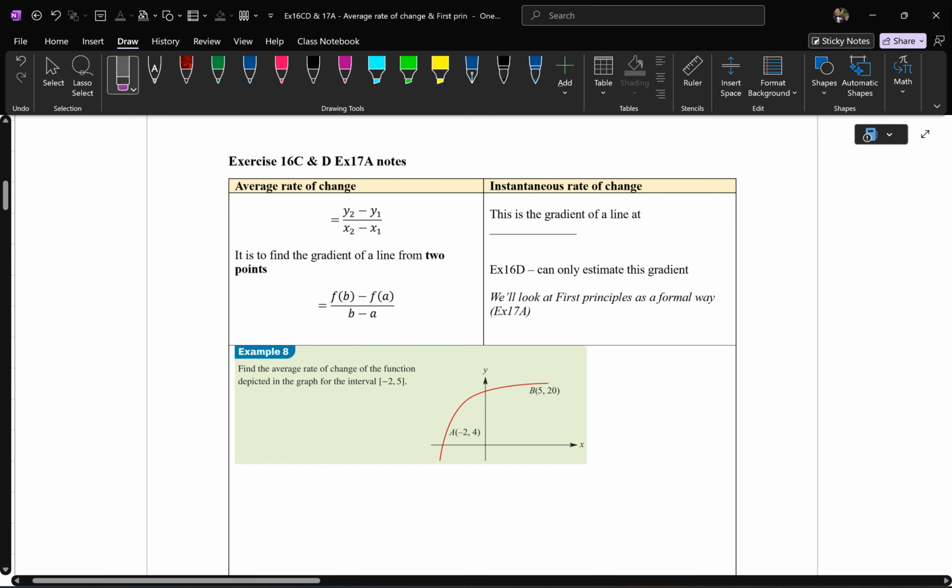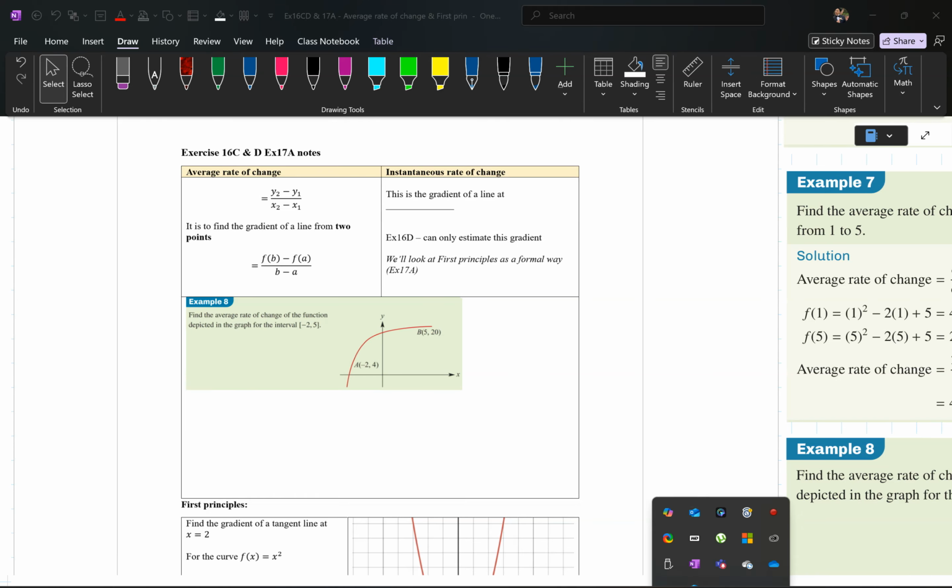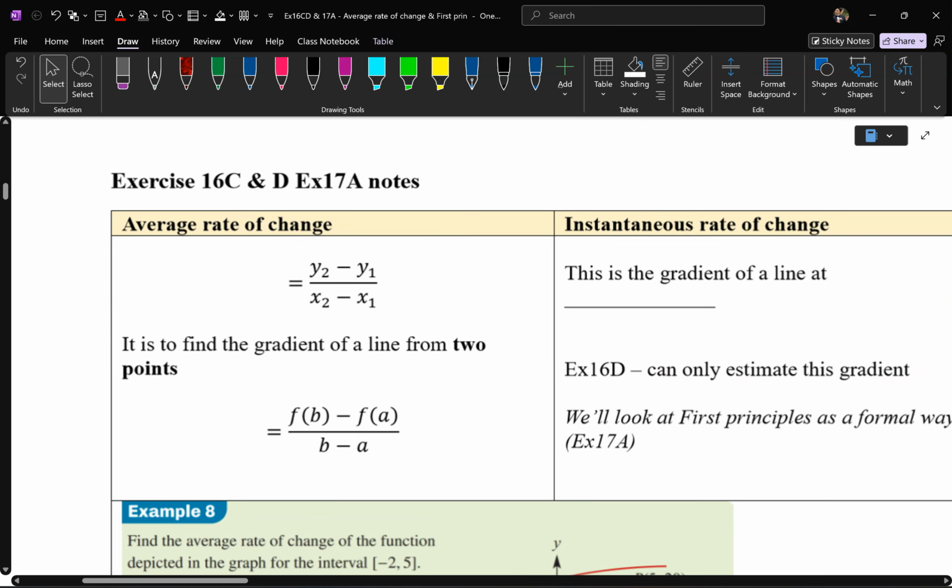Why is my pen not working? Give me a second. Is it recording? Yeah, it's okay. All right. Shh. Eyes and ears towards the board. Thank you. Listening.